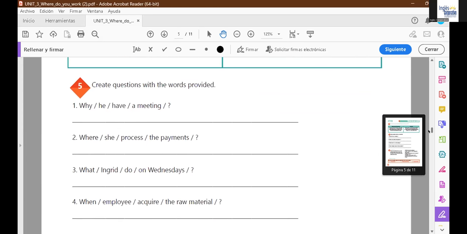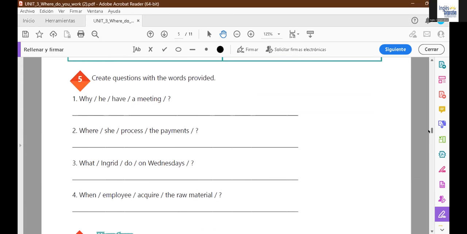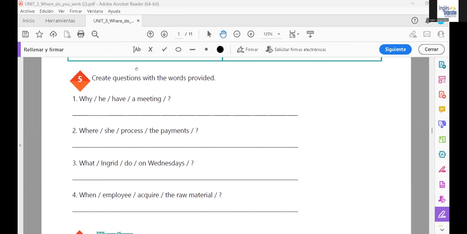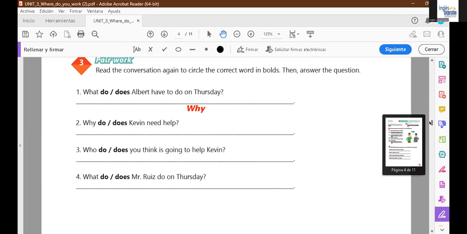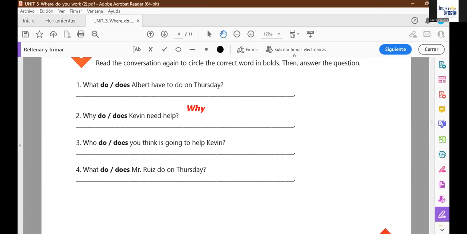Okay, so create questions with the words provided. Why he have a meeting? Ideas? Why he have a meeting? We have a meeting. Auxiliary. Have. Okay, so let's go back to this one. Look at this. Which is the correct auxiliary for each of them?